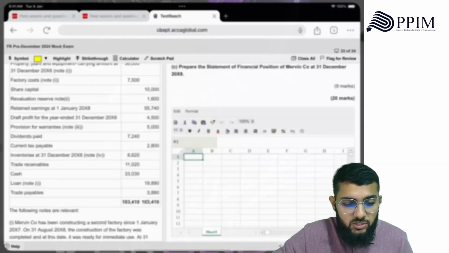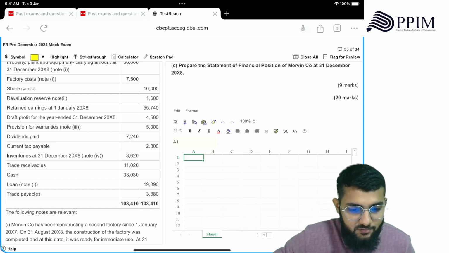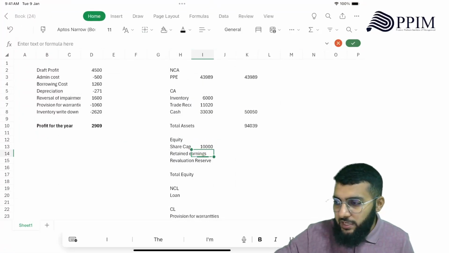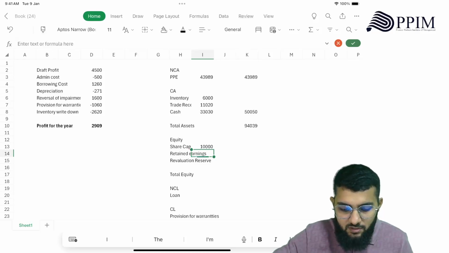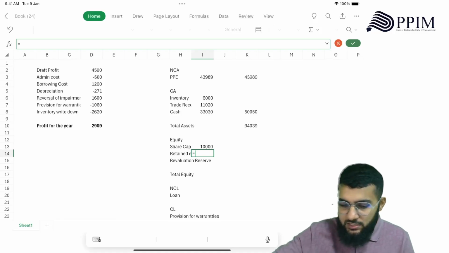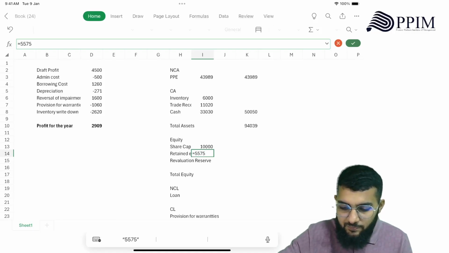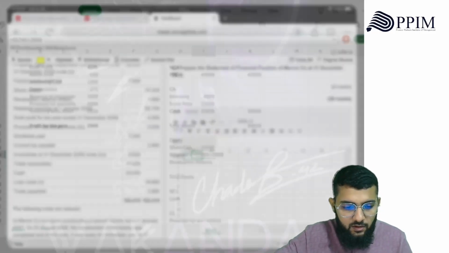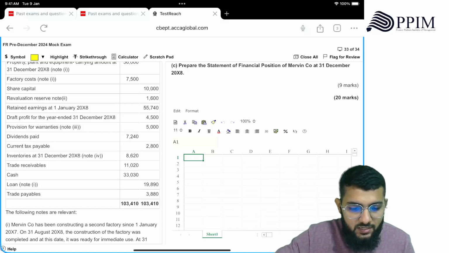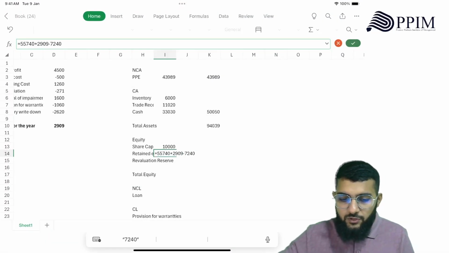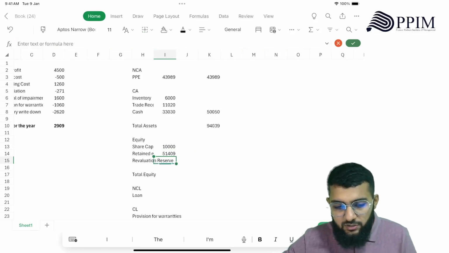Share capital, how much is share capital? I'm getting half a mark there also, 10,000. Retained earnings, there's a working here. How much was the retained earning given? 55,740 equals 55,740. In this, you are going to add 2,909. That's the adjustment that we've done. And then there's dividends paid also, right? 7,240, that you are going to minus. Profit for the year 2,909 minus 7,240, your dividend.